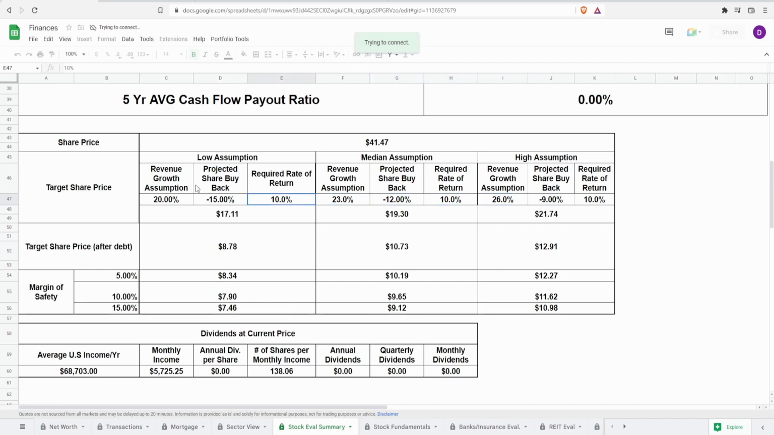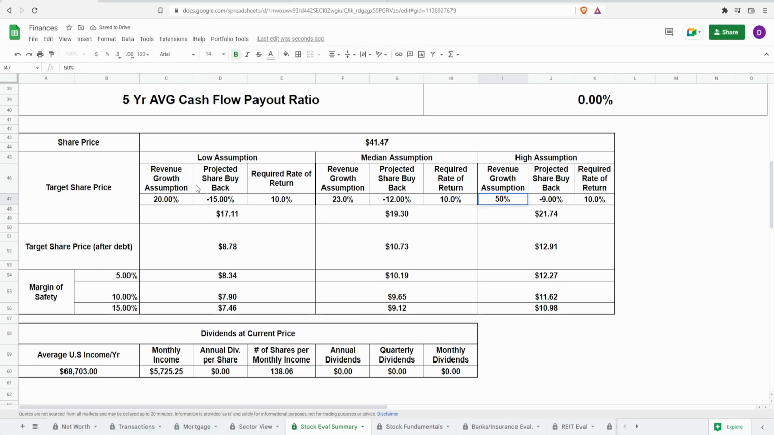Again, my assumptions, right? You guys can change these to whatever you want. For example, let's just say that you believe that UAL would actually grow at, I don't know, let's say around 50%, right? Smack in the middle, a little bit higher than the year over year, but significantly lower than the other year, right? With just that revenue growth assumption, we can see that the target share price, not adjusting for debt, would be $42, right? At this point, you would think that the current share price is a pretty good value right now in the target share price, not adjusting for debt.